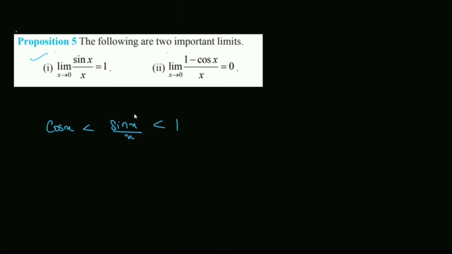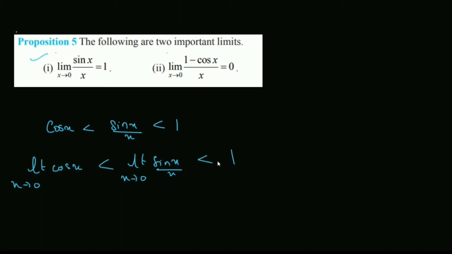So cos x is less than sin x by x less than 1. Take limit on both the sides. So take limit x tends to 0. Limit x tends to 0 cos x less than limit x tends to 0 sin x by x less than 1. 1 is a constant. It's independent of x, so you need not write the limit. Even if you write, it is 1 only. We need not write it.